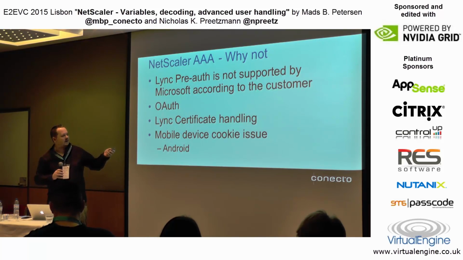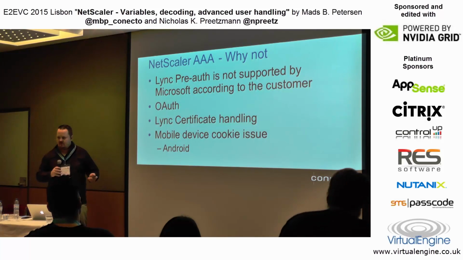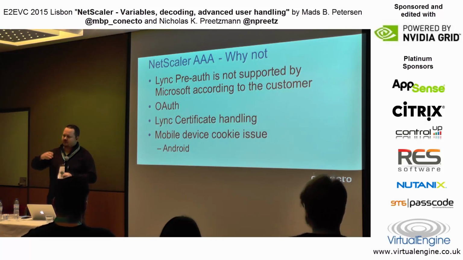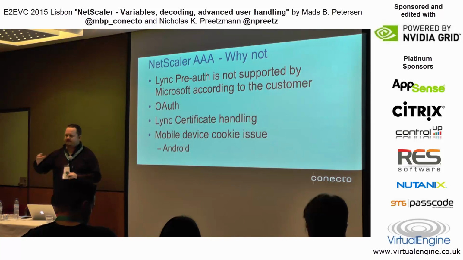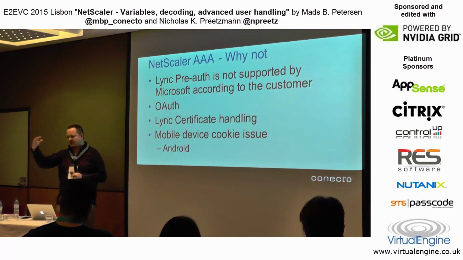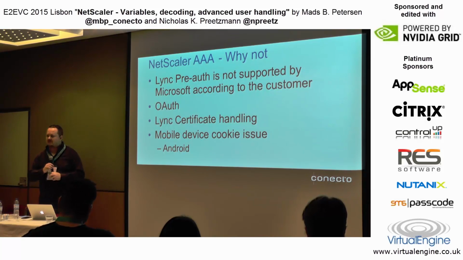There's something like OAuth. There's the certificate handling that is specific to Link. And there's an issue with Android devices and the way the AAA server handles it. Because, you know, AAA redirects and you get a cookie, and there's some issues with that the Link client couldn't use. So we couldn't use the AAA server. Else this would have been a very easy assignment.